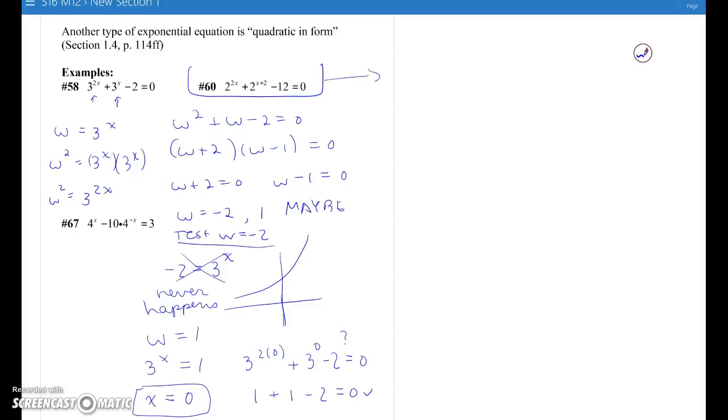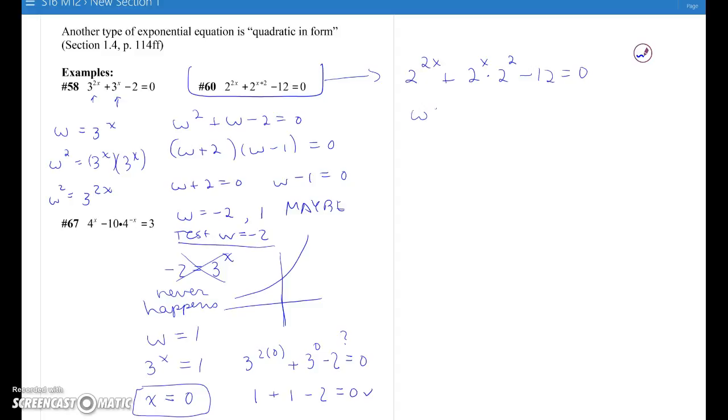So now let's look at number 60. And you can see it's similar but not exactly the same. I have 2 to the 2x plus, do you agree with me that I could rewrite that middle term as 2 to the x times 2 to the 2? And if you're not seeing why, review your properties of exponents. When I have matching bases, the exponents add. Well, if the exponents are added, I can use the property in reverse and write it with two separate bases. Then I have minus 12 equals 0.